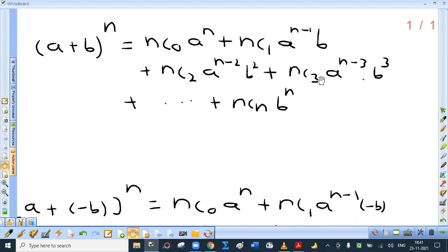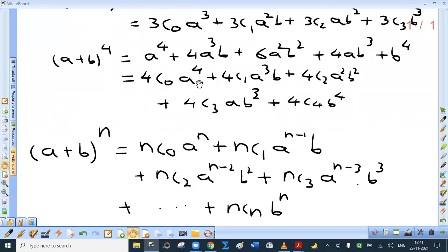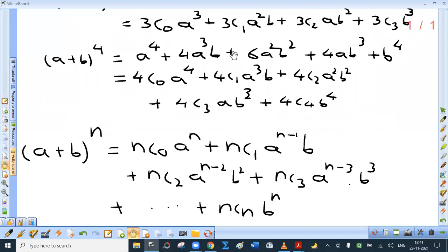Another interesting observation: binomial coefficients repeat in reverse order. Meaning, the first binomial coefficient is nC0, the last one is nCn. Are they equal? Yes. The second binomial coefficient is nC1, which equals the last but one, nCn minus 1. You can see this: 1, 1, 4, 4. So binomial coefficients repeat in the reverse order.